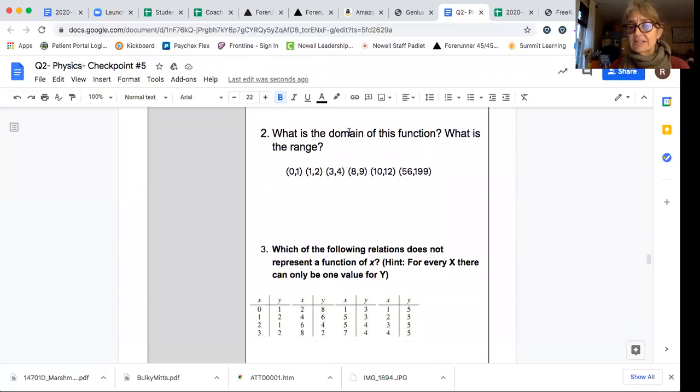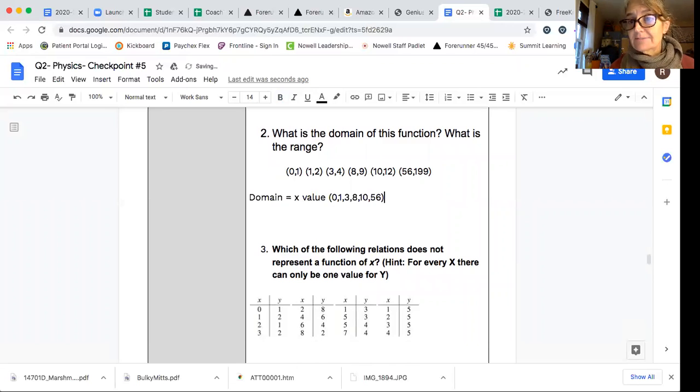Also, you might see these words domain and range. So I'm just going to type in here something. Domain is your x values, okay? And in this case, the x values are the first value. (0, 1) is x, y, and so the x value would be 0. In the next pair of numbers, the x value would be 1. In the next pair, the x value is 3. In the next pair, it's 8. In the next pair, the x value is 10. And in the next pair, the x value is 56.